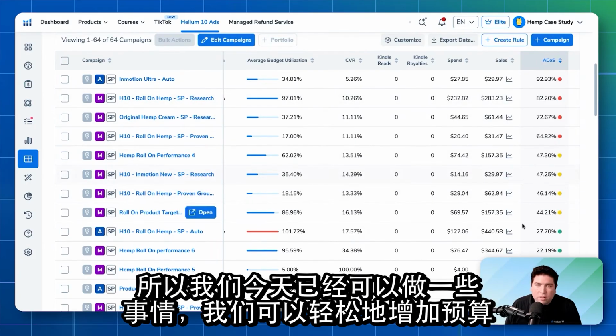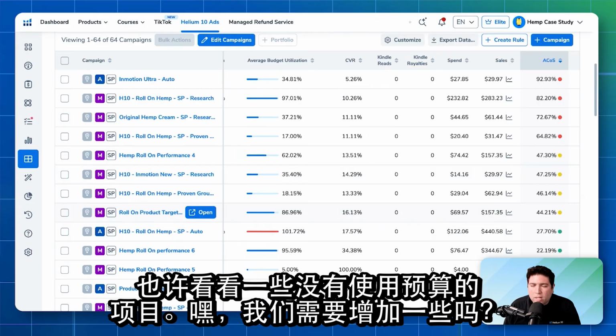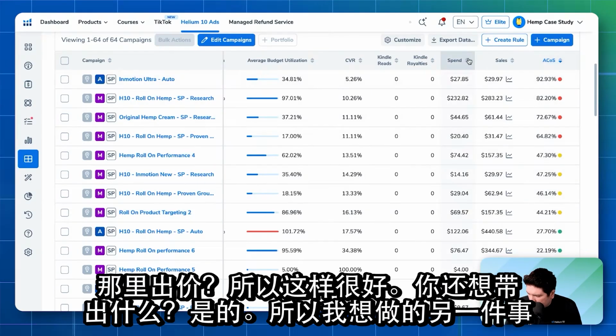Okay, all right. So there's already something we can do today, where we can easily increase the budget and maybe look at some of the ones that aren't using the budget. Hey, do we need to increase some bids on there? So that's good. What else?